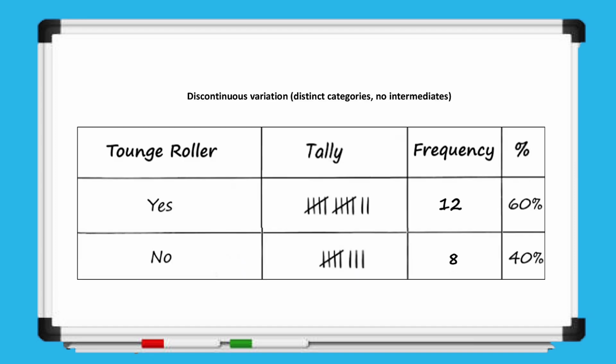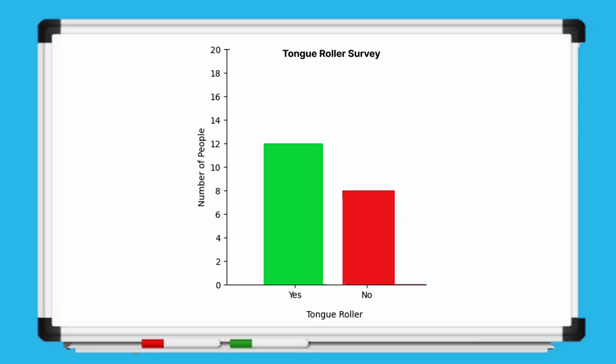Next, we have the tongue rolling table. This also shows discontinuous variation. Individuals are divided into 2 groups, those who can roll their tongue and those who cannot. For example, 12 people may be able to roll their tongue, which is 60%, while 8 cannot, which is 40%. A bar chart clearly shows these 2 categories with no intermediate values.